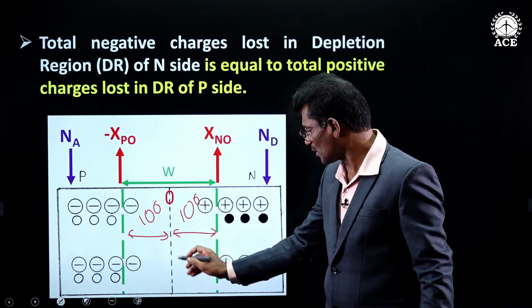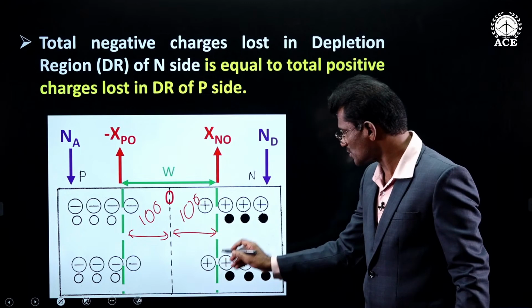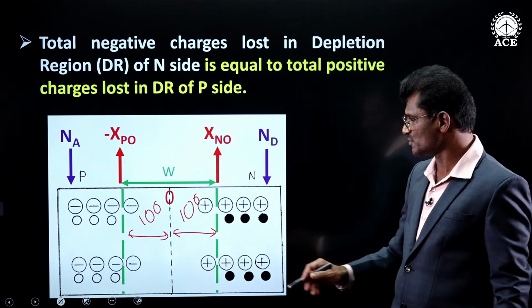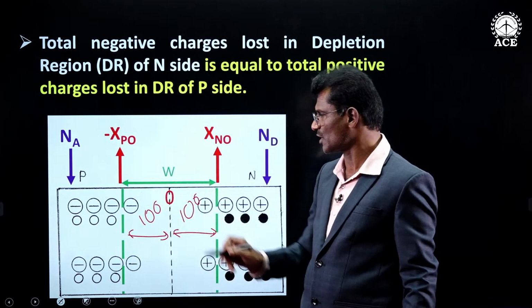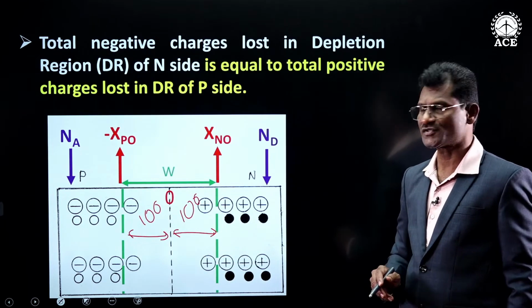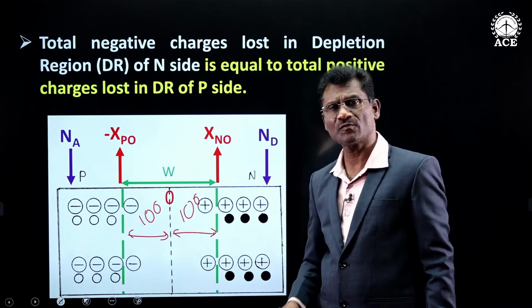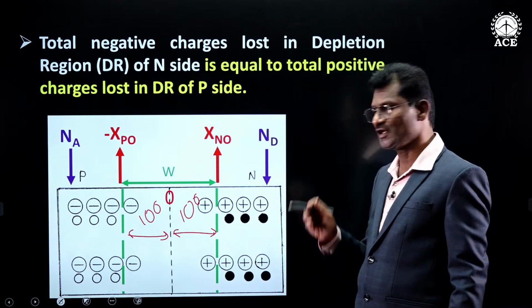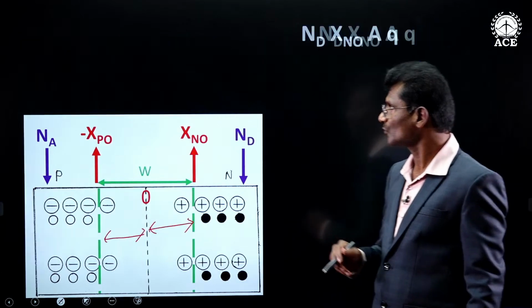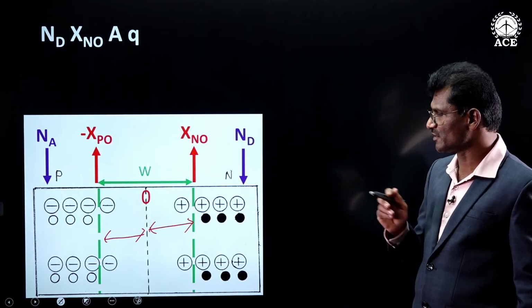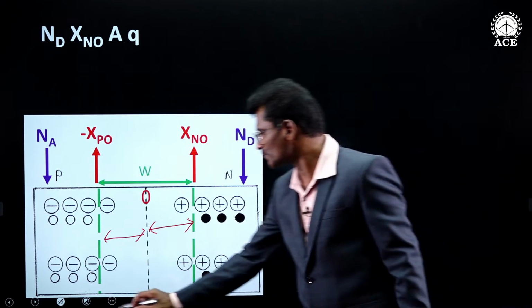Total negative charges lost in the depletion region of N side, that is total electrons lost in the depletion region of N side, is equal to total positive charges lost in the depletion region of P side. Number of negative charges lost should be equal to number of positive charges lost, since it is electron hole pair recombination. Now for that I just want to derive a small equation based on the previous statement.